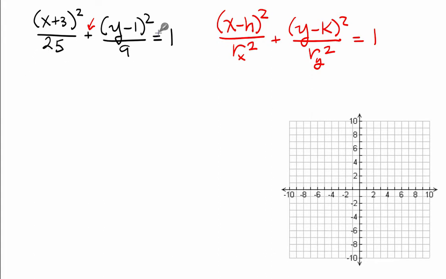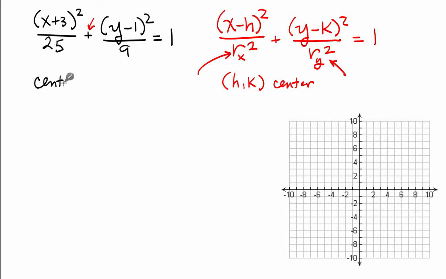Now the other features, h and k, are the x and y coordinates of the center, and the denominator of the first term, 25, relates to something called the x radius, and the term divided by 9, the 9 relates to the y radius. So let's figure out those specific features for this equation.